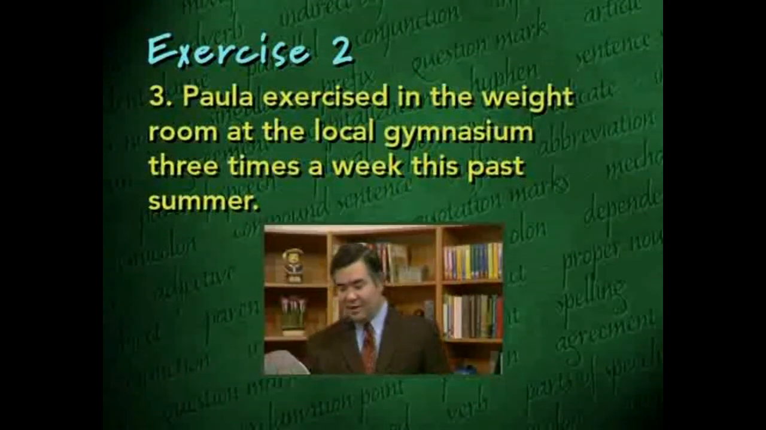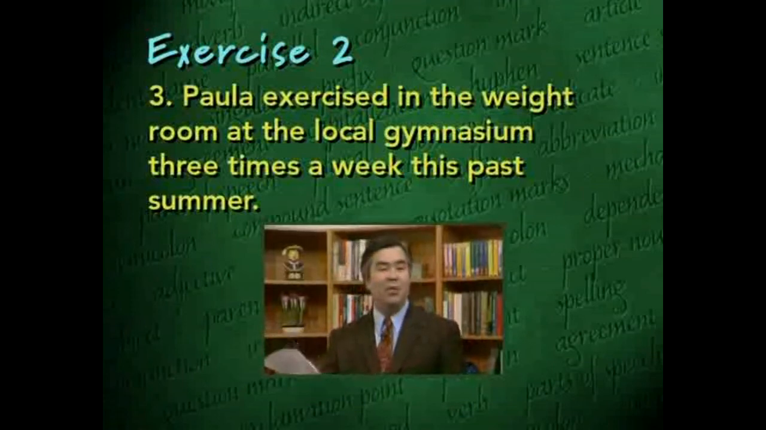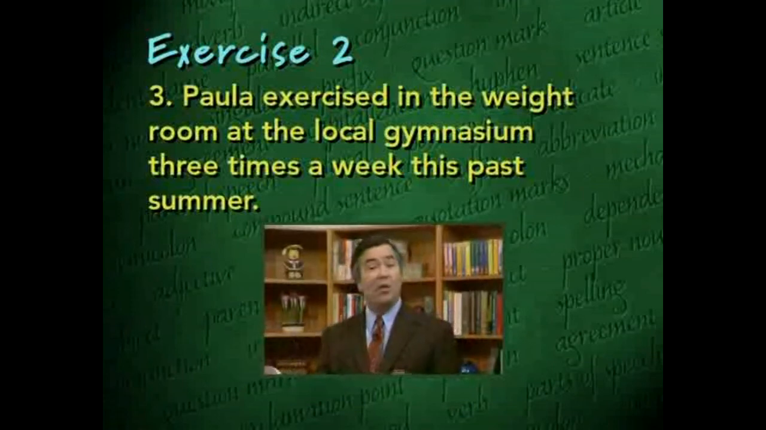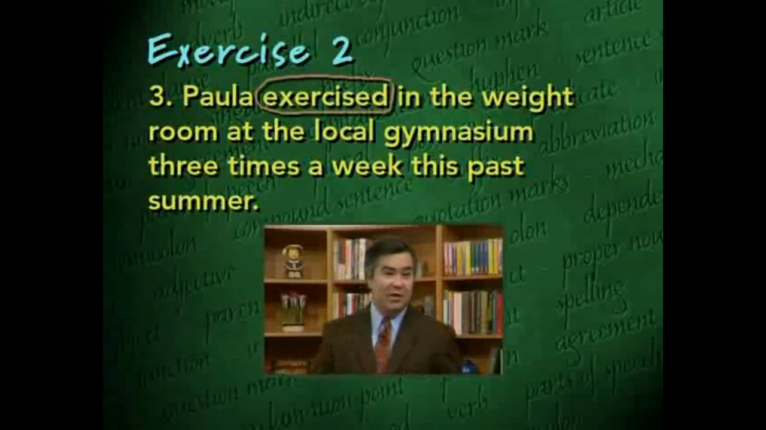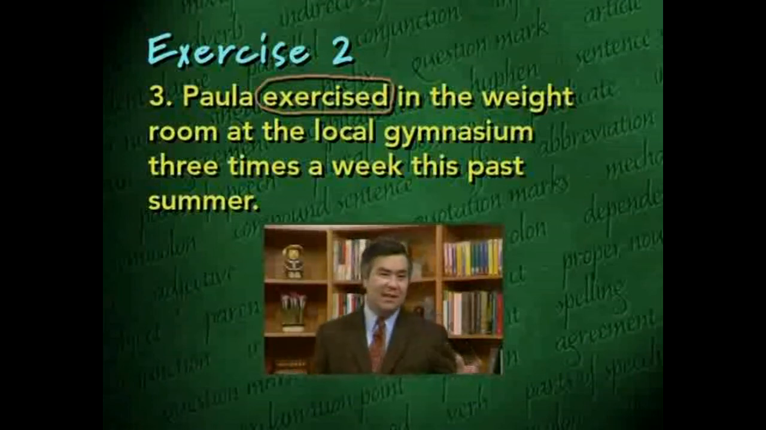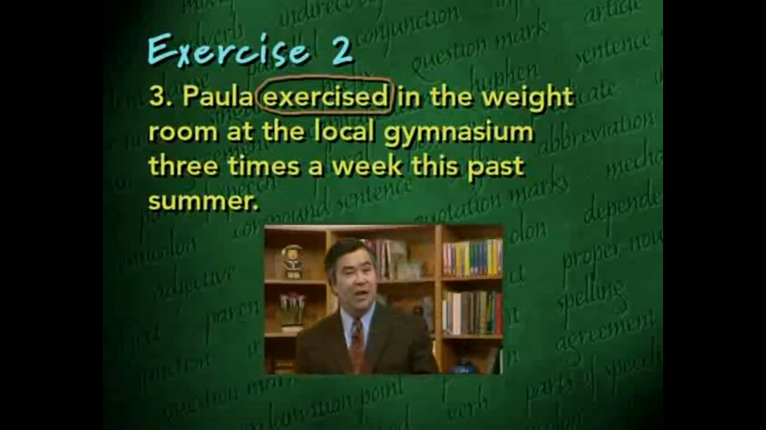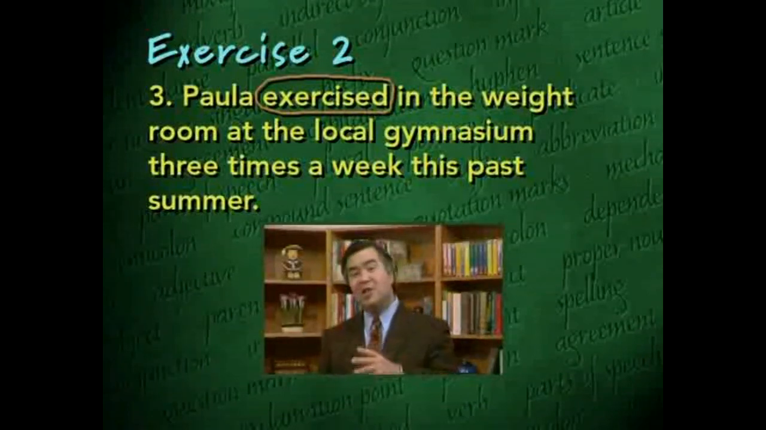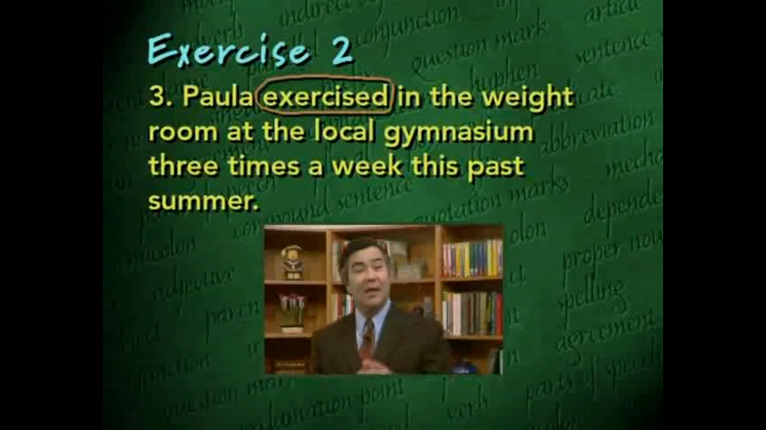Next example. Paula exercised in the weight room at the local gymnasium three times a week this past summer. What's the verb here? The verb is exercised. What's the subject? Who did the exercising? Paula. Paula exercised, that's the subject and the verb. Now, is there a word that receives the action of the verb exercised? That is, is there a word that answers the question, Paula exercised what? Or Paula exercised whom? Well, the answer is there is no word that answers that question.